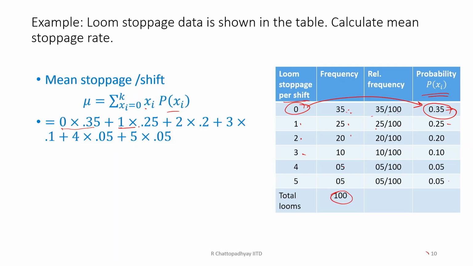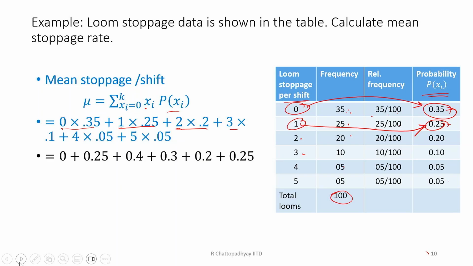Then 1 into 0.25. So we take this value, and here is 0.25. So we go like this and multiply them. This way continue for all the rows. These are the corresponding values you will get, and when you add them together, you get a figure 1.4. So the mean stoppage rate per shift is 1.4.